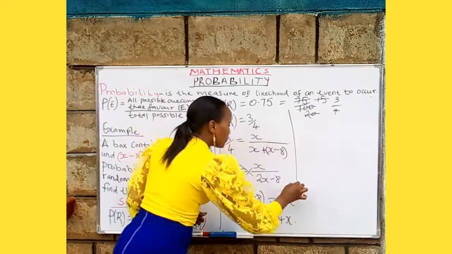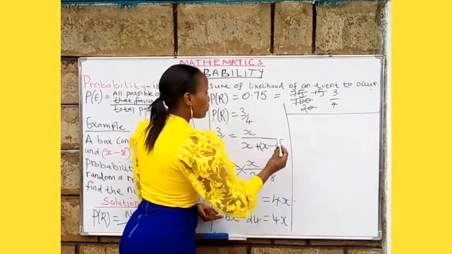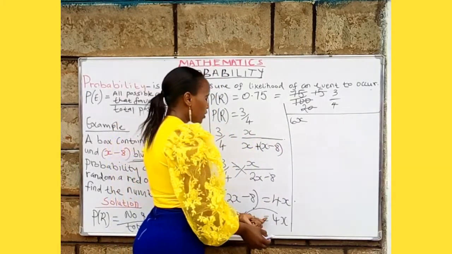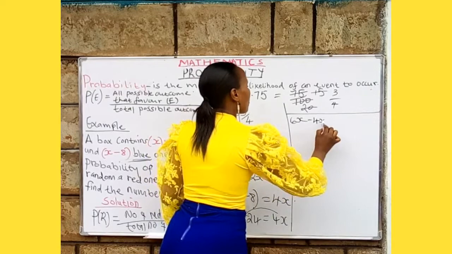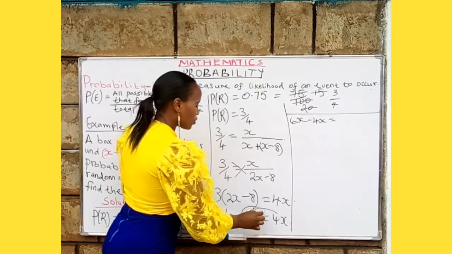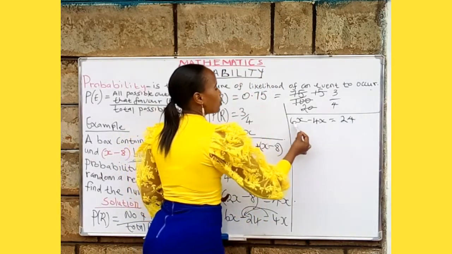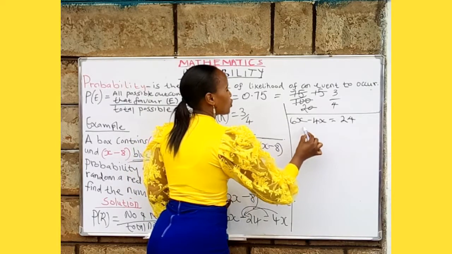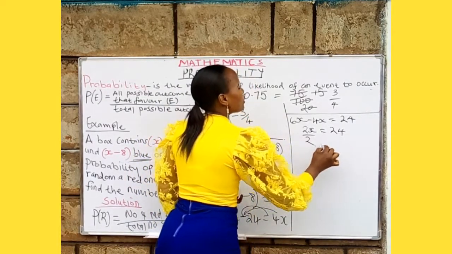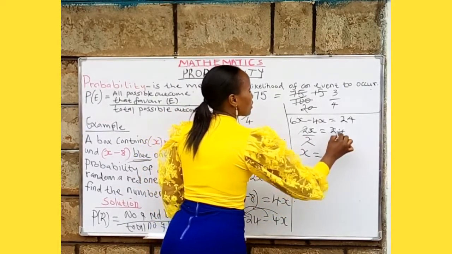Now, if I put like terms together, the 4x on the right crosses to the other side of the equation and becomes negative, so you have negative 4x. The negative 24 crosses to the other side and becomes positive. And now 6x minus 4x is 2x, which is equivalent to 24. We are interested in finding the value of x. So x is equal to 12.